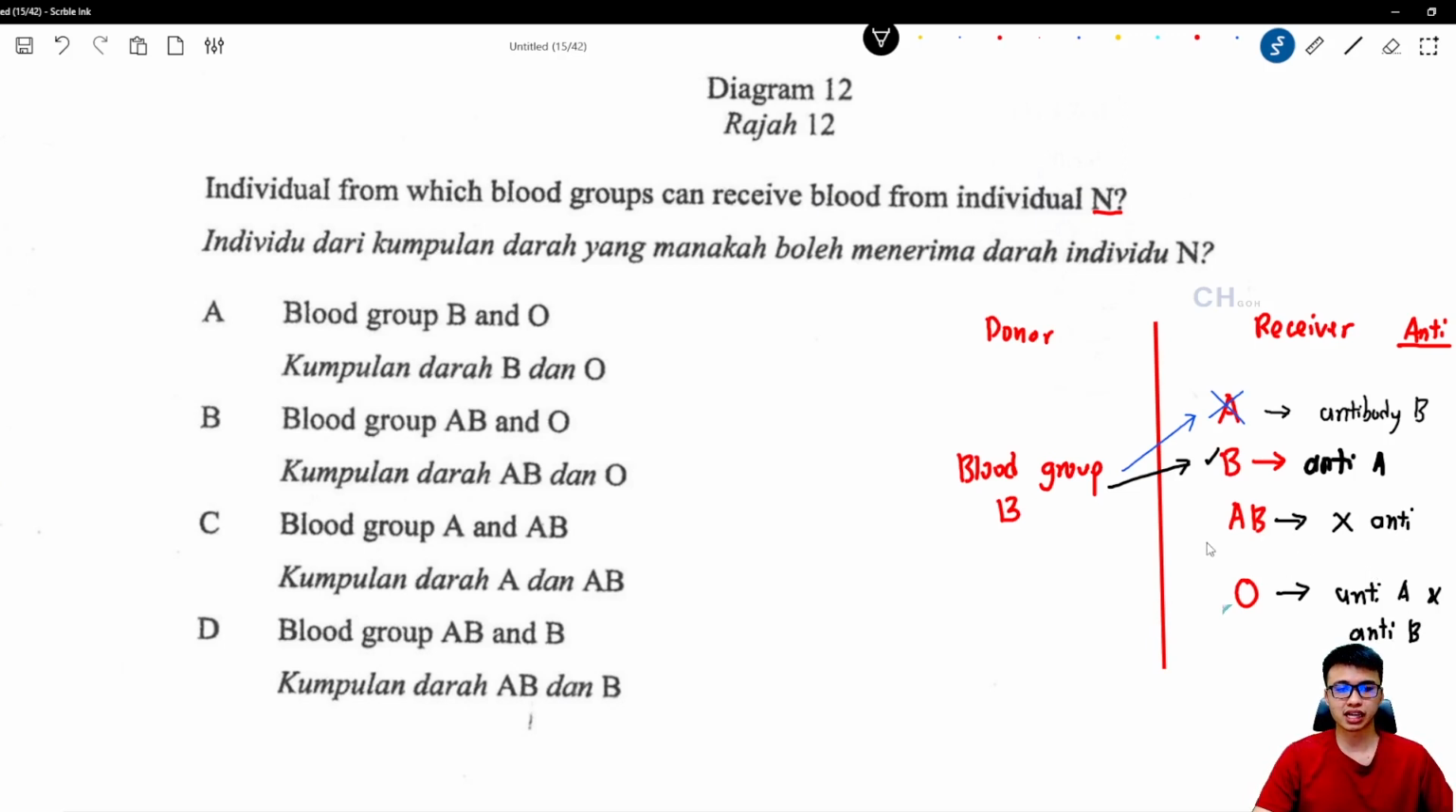Because let's say it has antibody A, it is going to attack the A, correct or not? So antibody B is going to attack the B. So AB cannot have any antibody here. Based on these questions, the blood group B donor can donate blood to the receiver B and also AB. So the answer here should be D.